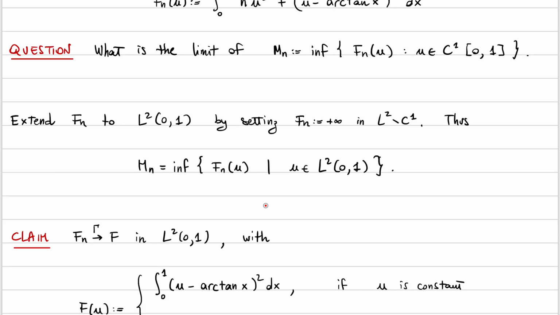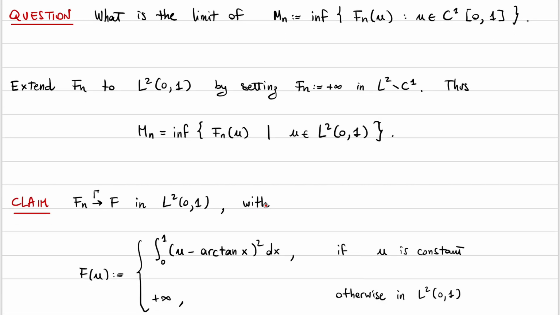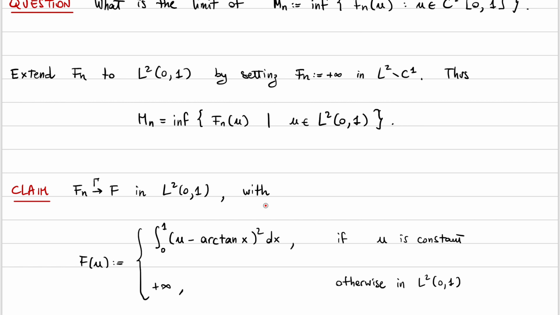Okay, first we extend, and now the claim is that Fn gamma converges in L2 of (0,1) to some functional f, where the functional f is defined in the following way. It is the integral from 0 to 1 of (u minus arctan of x) all squared, if u is constant, and plus infinity otherwise in L2 of (0,1).